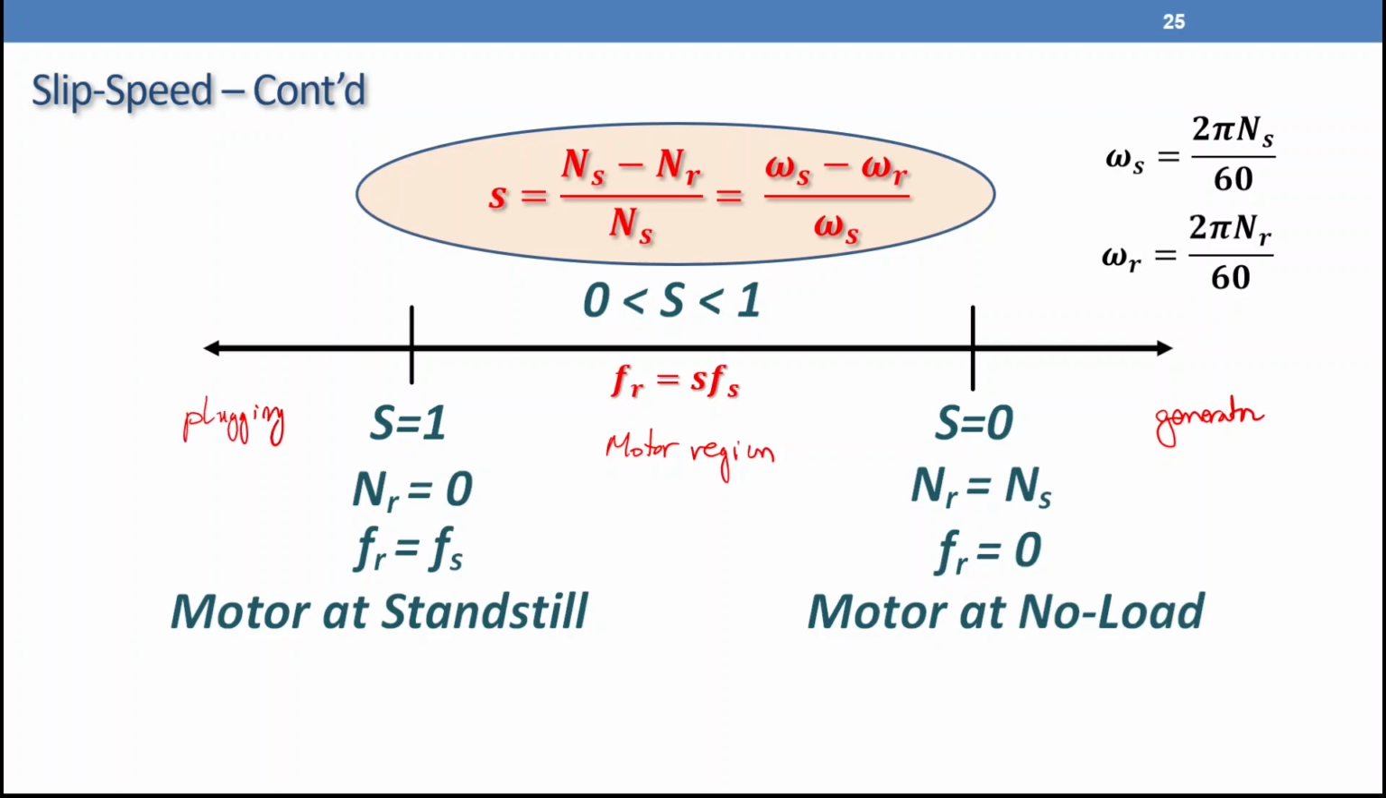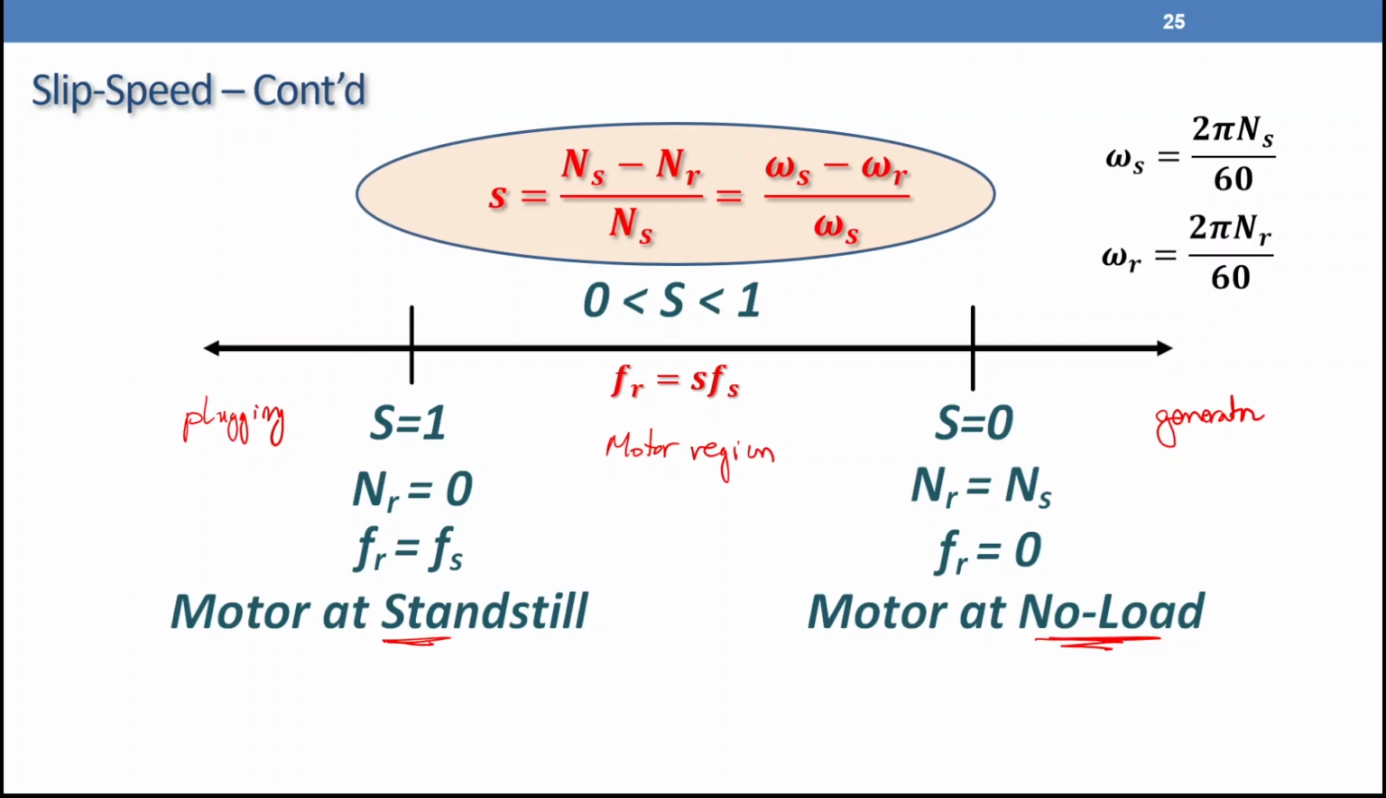Right. So when S equals 0, this means Nr equals Ns, and that is the no load condition. There is no induced voltage in the rotor, Fr equals 0. But if S equals 1, this means Nr equals 0, the motor at the starting point, and at the starting point Fr equals S Fs, so Fr equals Fs, where S equals 1, and we call it the motor at standstill.